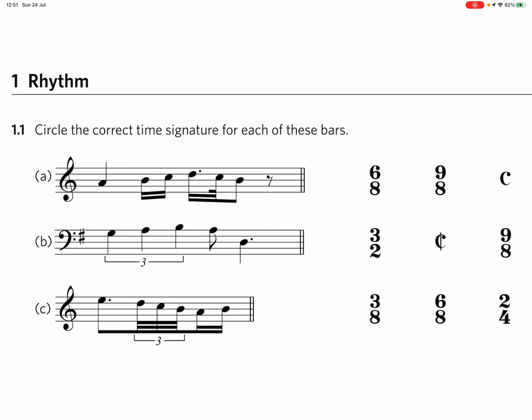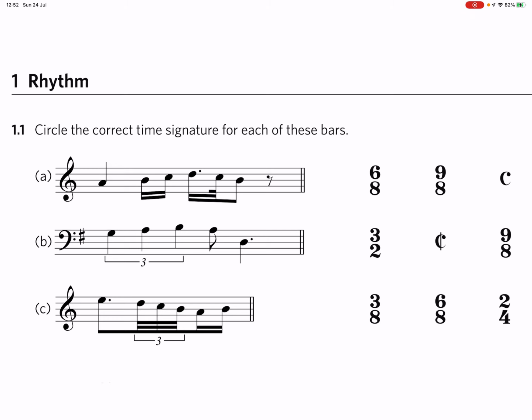This is ABRSM Grade 3 Theory Question 1.1 on the rhythm. You need to circle the correct time signature for each of the bars. So the first thing I'll do is have a quick look through the bar all the way through and see if there are any obvious places where you might want to put a beat divider.